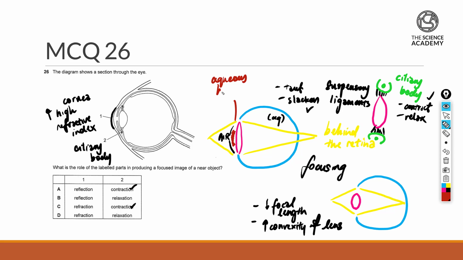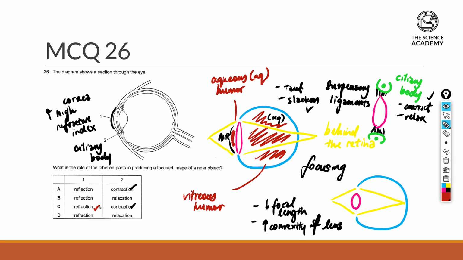As the name suggests, this is considered to be aqueous. There's a change in medium, and as light continues to pass into the main bulk of the eyeball itself, this other portion here is known as your vitreous humor, which is definitely of a different medium than air. And when light travels through two different mediums, the speed of the light changes, causing refraction. So the correct answer for 26 here is C.